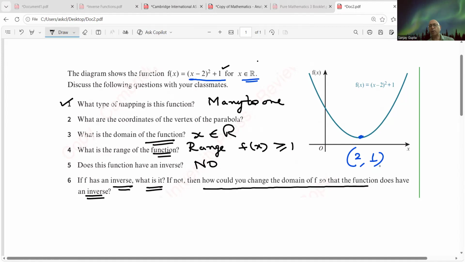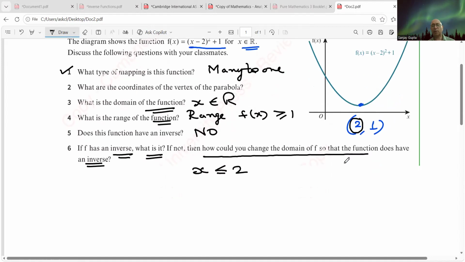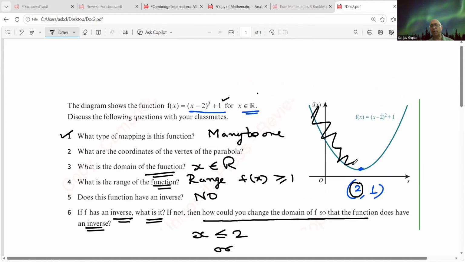Yes, we could change the domain in 2 ways. Either I can put the domain as x less than or equal to 2, in which case I am taking this part away. This part is gone, right? And then we can write the inverse, or I can have x greater than or equal to 2. So what is important is the x coordinate of the vertex if we have to write the inverse of a quadratic function. So either it could be x less than or equal to 2 or x greater than or equal to 2. If x is greater than or equal to 2, then I'm taking away the left part of the graph, left of the vertex, and keeping the right part, and therefore we can write the inverse.